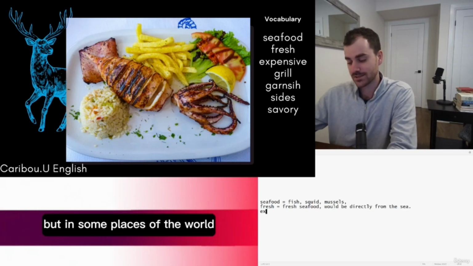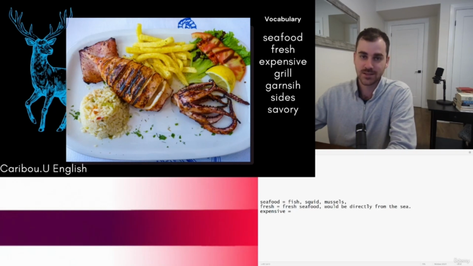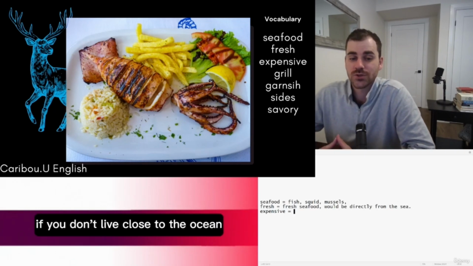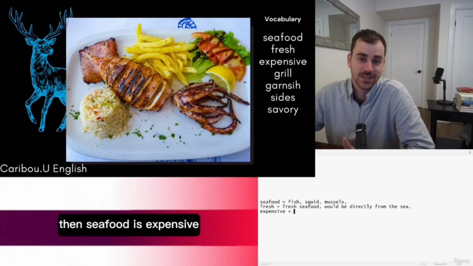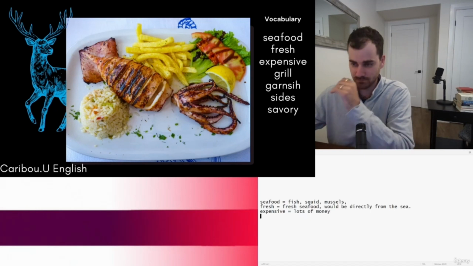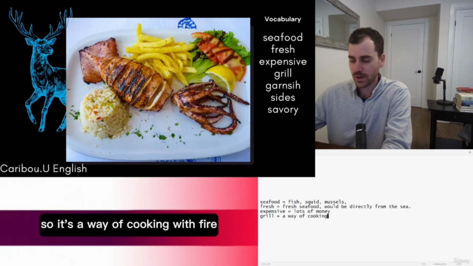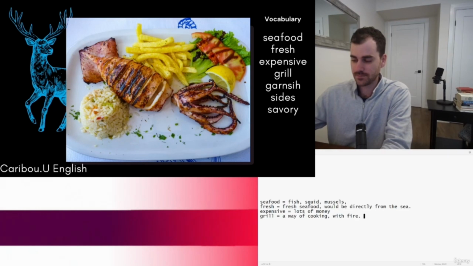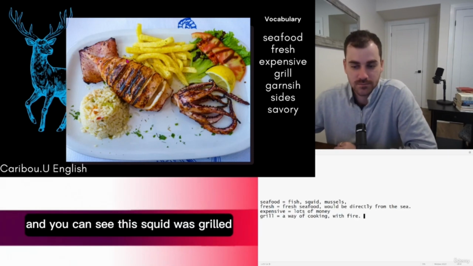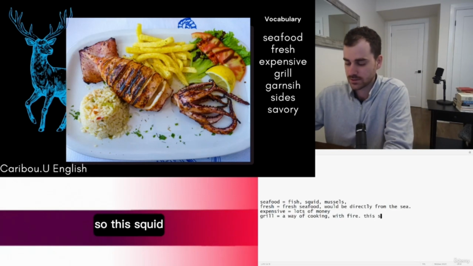But in some places of the world, seafood is expensive. If you don't live close to the ocean, then seafood is expensive. Expensive, lots of money. Grill. So it's a way of cooking with fire. And you can see this squid was grilled.